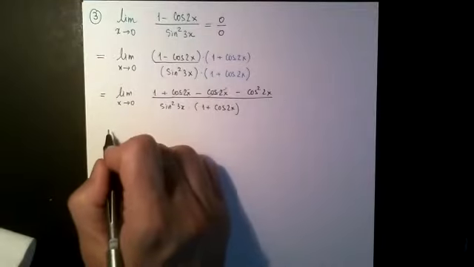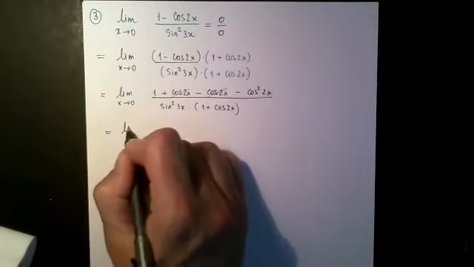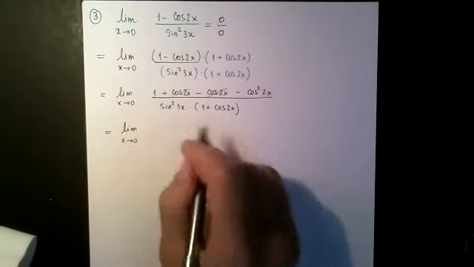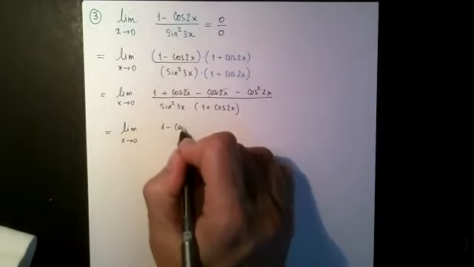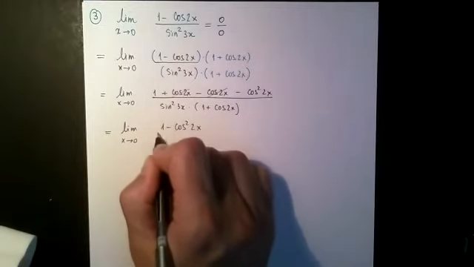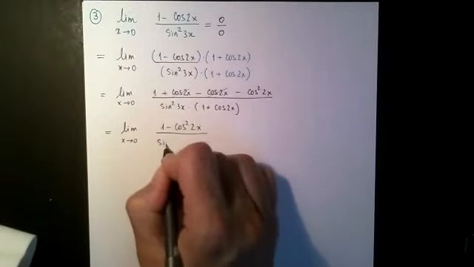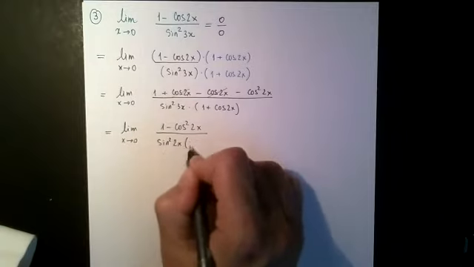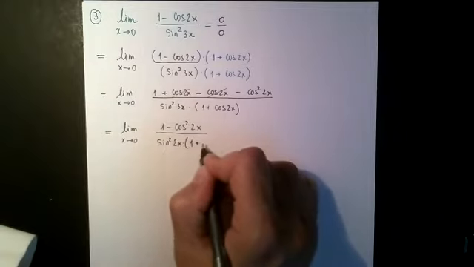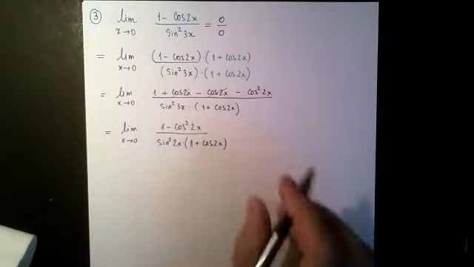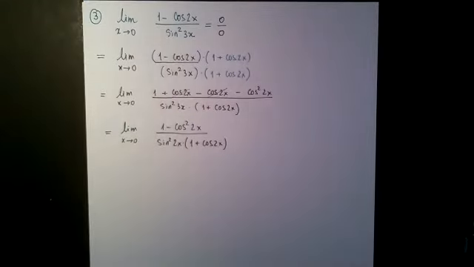Then it equals the limit as x approaches 0. So on top I have 1 minus cos squared of 2x, over sine squared of 3x times 1 plus cos of 2x. Until here, do you have any questions? I have a question. Sure, go ahead. Where does the 1 plus cos 2x come from?